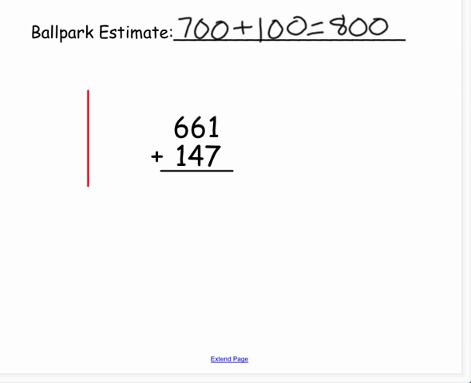Now I'm going to solve my problem. I'm going to go ahead and grab these red lines again to separate these place values. And then I'm going to go ahead and add. 1 plus 7 is 8. I'm going to add the next column. 6 plus 4 is 10. I can only write one digit at a time underneath, so I'm going to put the 0 from the 10 here. And the 1 that I would normally write next to it is going to get carried to the next column of numbers. Now I have 6 plus 1 is 7, plus 1 more is 8. My answer is 808.